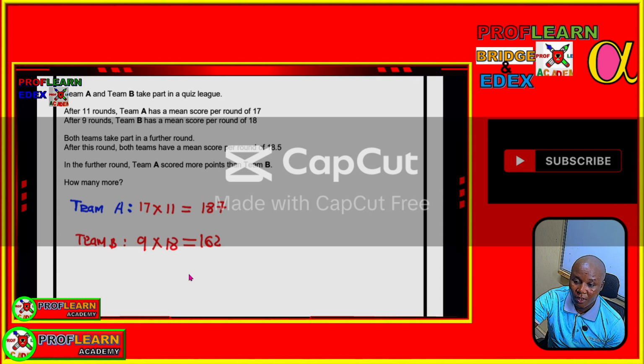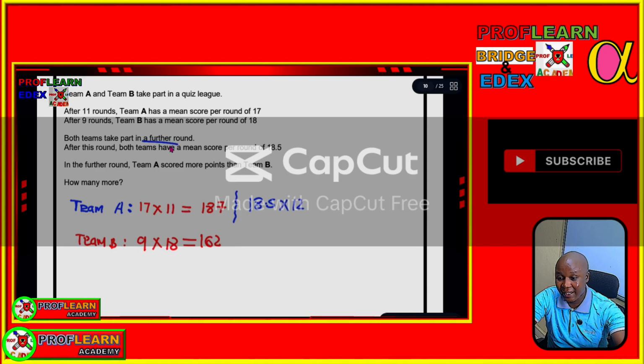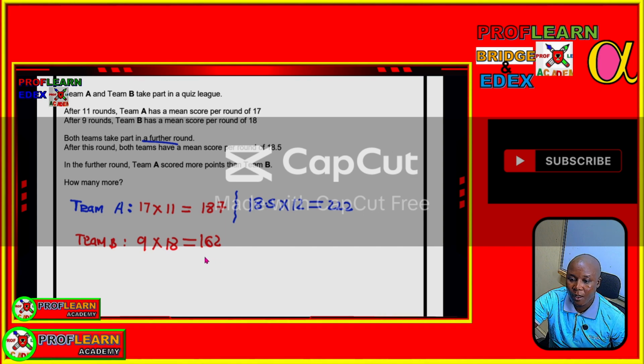So to get the total after the extra round, it will be 18.5 times 12, because now they had taken part in 11 rounds plus 1 round, which is 12. That's going to give us a total of 222. For Team B, after 9 rounds, it's going to be 10 rounds, so it will be 18.5 times 10, which is 185.